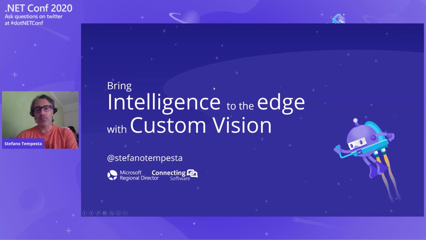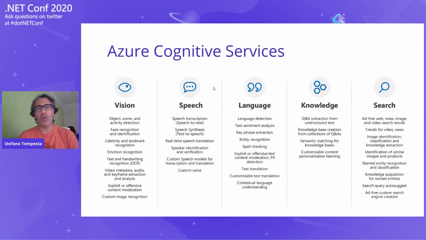So custom vision, in general, computer vision, that is all part of a broad set of services called cognitive services that you can run in the Azure. You don't have to be a specialist in artificial intelligence or machine learning for consuming the services, because they all run in the cloud as a managed service, exposed as a REST API.